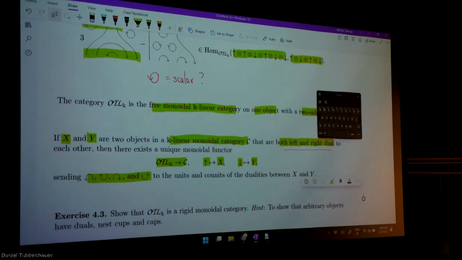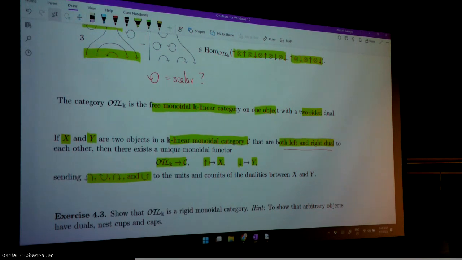Any questions there? Yeah, you can add in, and in fact, we're going to do that. We're going to make it symmetric monoidal by adding in crossings. That'll be the next step. Or if you don't want to make it symmetric monoidal, but braided monoidal, you could add in over and under crossings. Yeah. Any other questions?